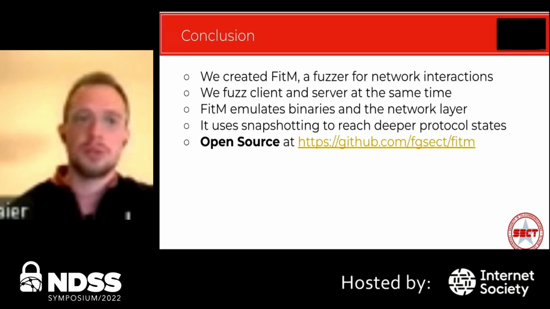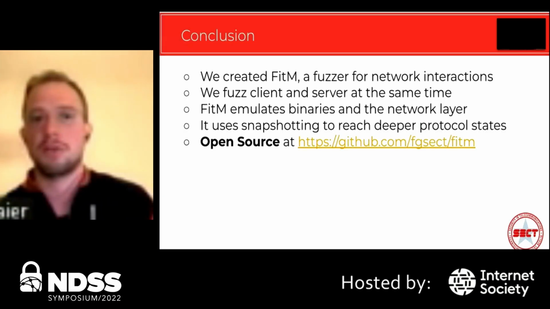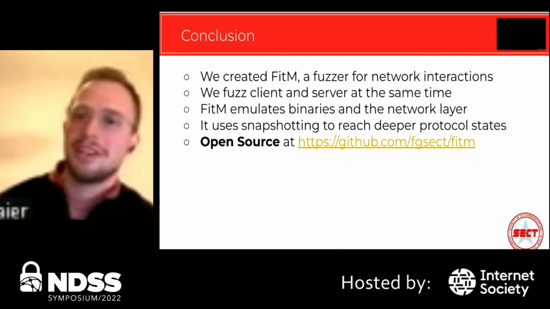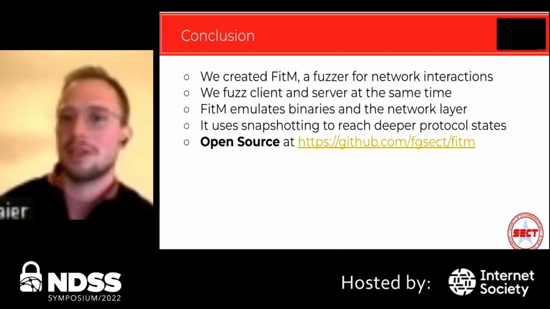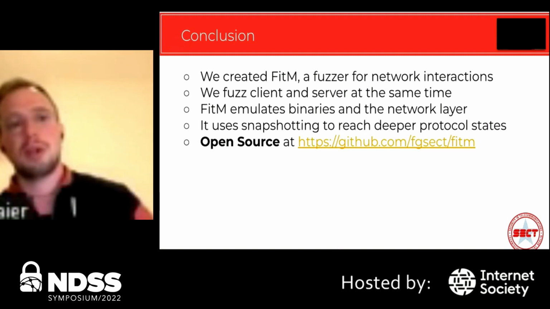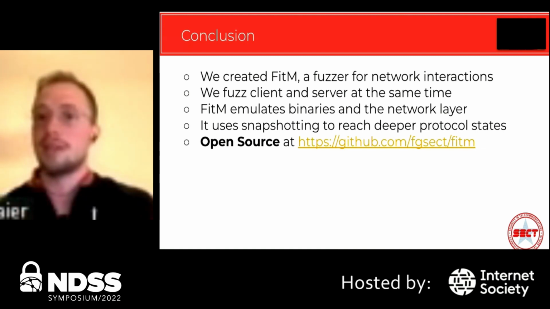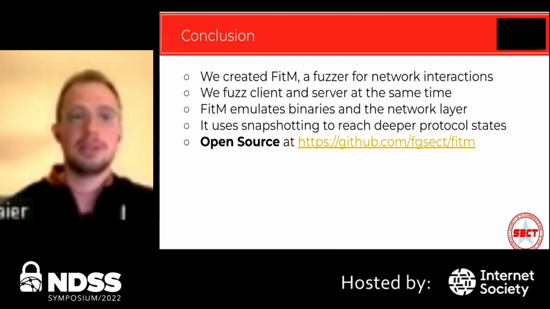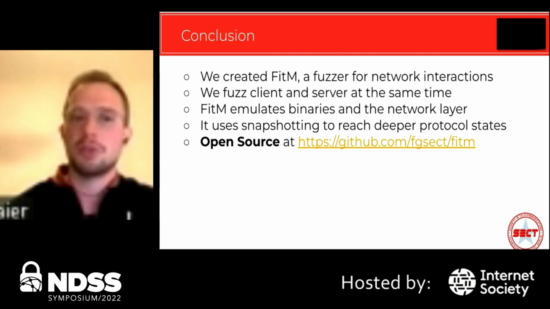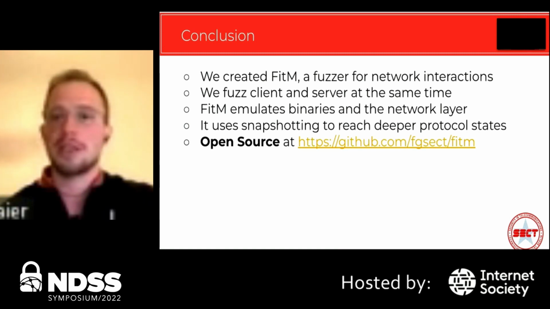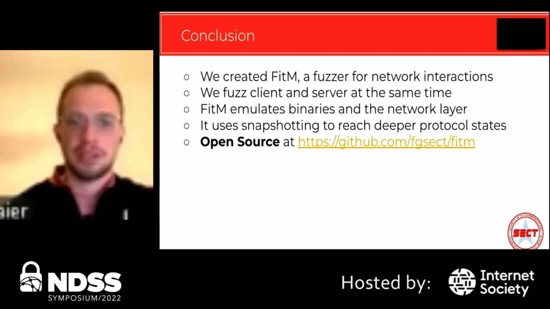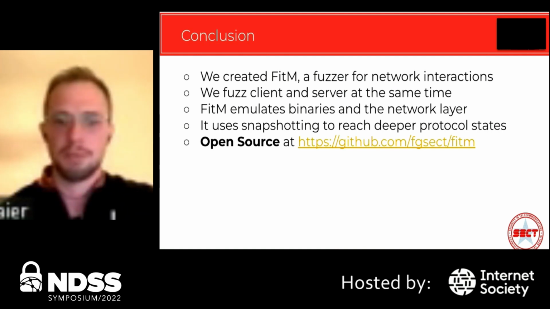So in conclusion, we created FitM, a network fuzzer for network interactions. We fuzz clients and servers at the same time. FitM emulates binaries and the network layer, which is really nice, and it uses snapshotting to reach deeper protocol states. It's fully open source at fg/FitM on GitHub.